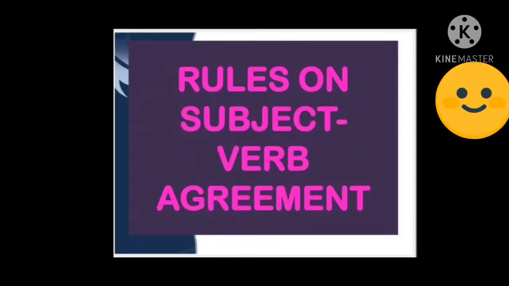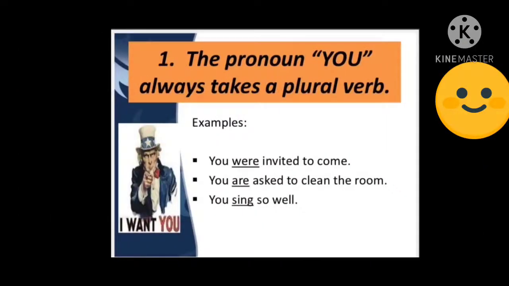What are the rules to be followed? Rules on subject-verb agreement. The pronoun you always takes a plural verb. If a sentence starts with the pronoun you, that is the second person singular, in current English you is also plural, and we must always use the plural verb, whether present tense or past tense, or were, as shown in the examples. You were invited to come, you are asked to clean the room, you sing so well. This is the first rule.